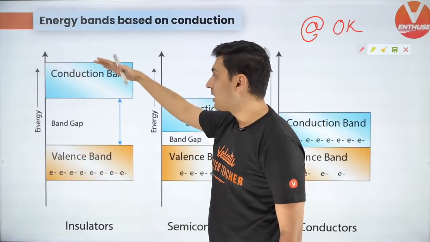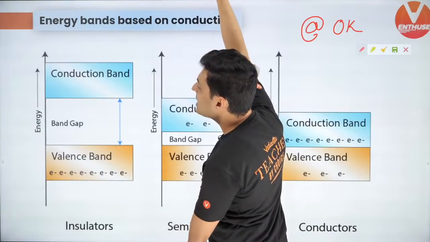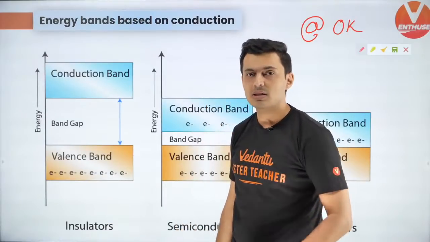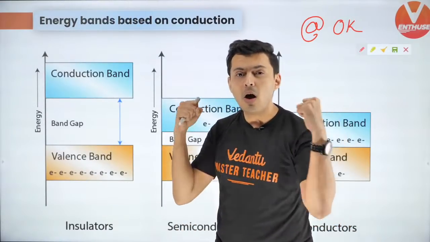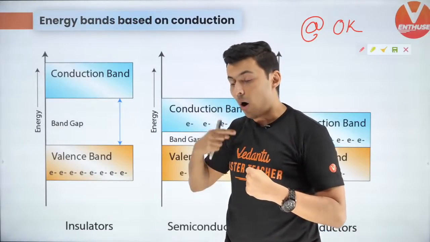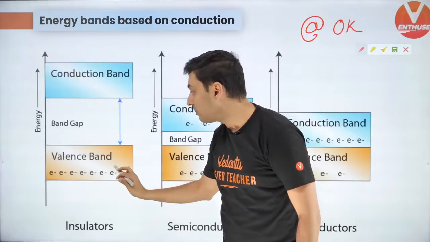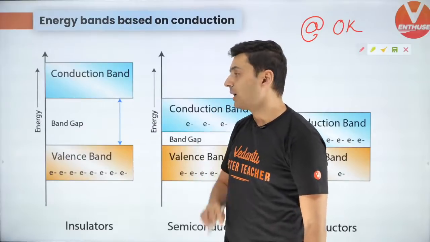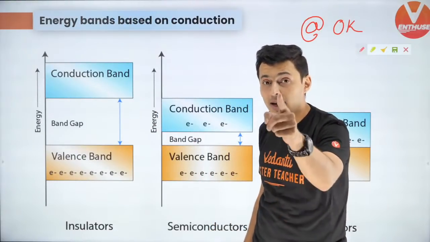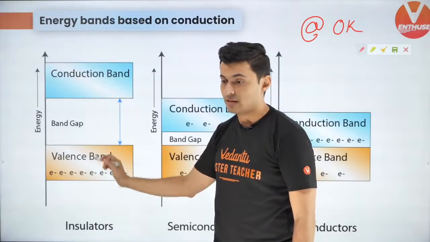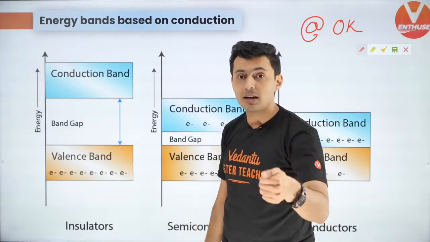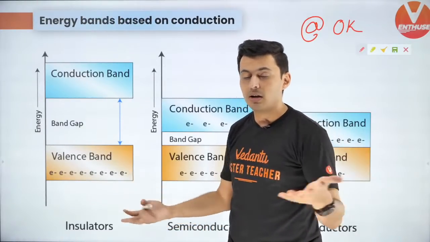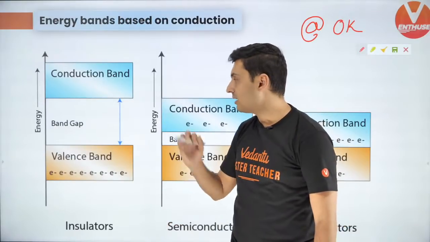The valence band and the conduction band: if this gap is very large, if this gap is very huge, then it will become an insulator. Because you need to give it a lot of energy, either via temperature or via potential difference, for it to jump from here to here. So even at room temperature, the electrons cannot overcome this band gap. That's why it is called an insulator: the electrons are unable to jump even with the temperature provided at our normal temperatures around us.